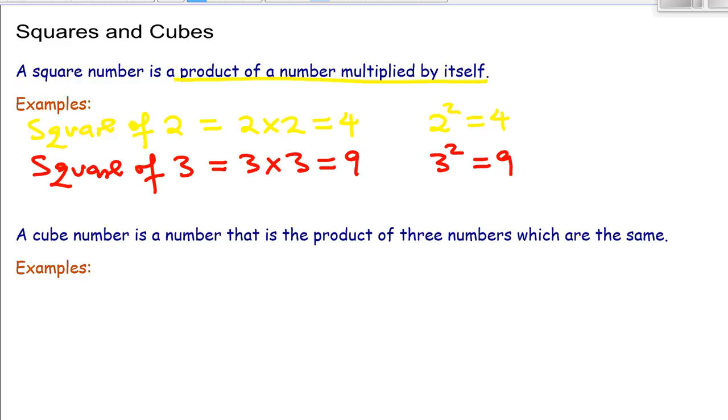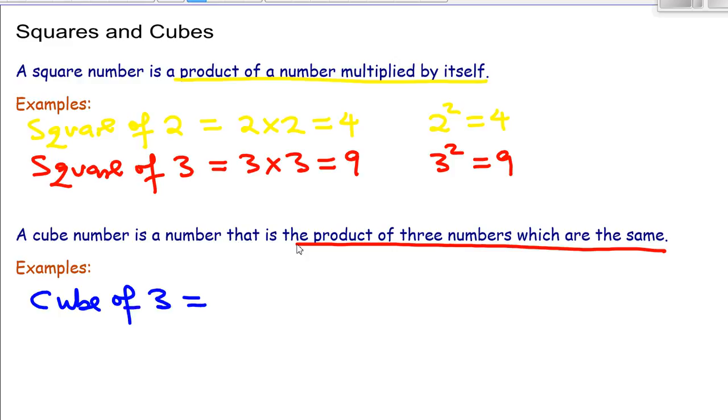A cube is a number that's a product of 3 numbers which are the same. So here we have a product of 3 numbers which are the same. Now, if I want to work out, for example, a cube of 3, that will mean 3 multiplied by 3 multiplied by 3, which is 27. You can write that as 3 cubed is equal to 27.